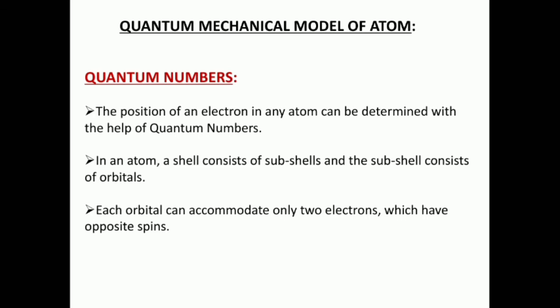As we have learned, in an atom there is a nucleus at the center which contains the protons and the neutrons, carrying the positive charge by the charges carried by the protons itself, because the neutrons don't carry any charge, and the electrons are revolving around the nucleus in a particular orbit. So in an atom, a cell consists of subcells and a subcell consists of orbitals. We have to know these three terms: cell, subcell, and the orbitals.